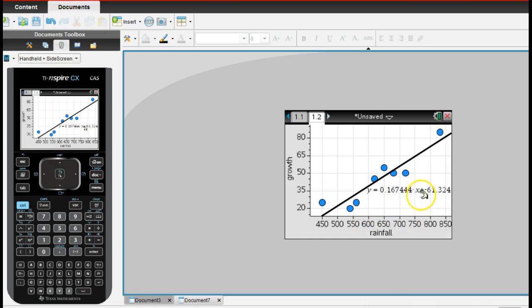So we could substitute, you know, a rainfall of something off this scale. Let's say we got 1,000 millimeters. Put 1,000 in here for x. Calculate y. We'd be able to work out from this regression line what the predicted growth is. So that's what the regression line is for: predicting, using the points that we've got to make predictions for other data that we don't necessarily have.